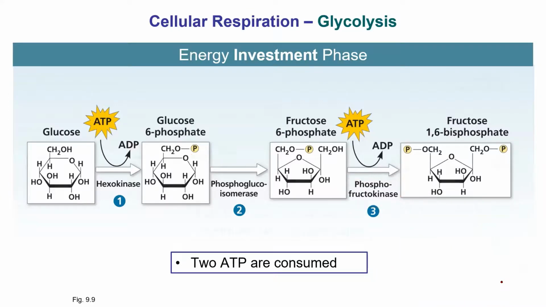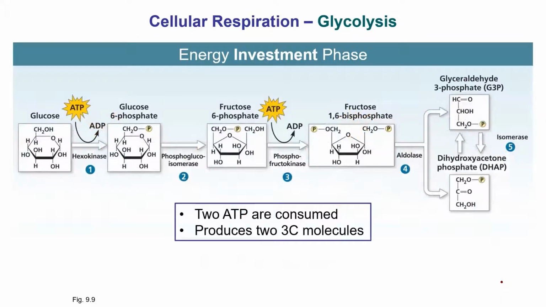So let's do that. The next step is it basically splits in half, and we get 2 3-carbon compounds. We get this one here called glyceraldehyde 3-phosphate. That is a good one to know, because we are going to see glyceraldehyde 3-phosphate again when we talk about photosynthesis. And the other one is called dihydroxyacetone phosphate. G3P, or glyceraldehyde 3-phosphate, is important for photosynthesis because that is actually the product of photosynthesis.